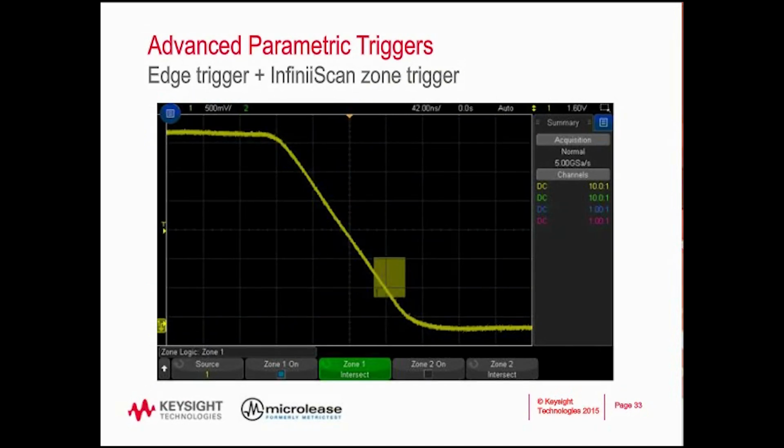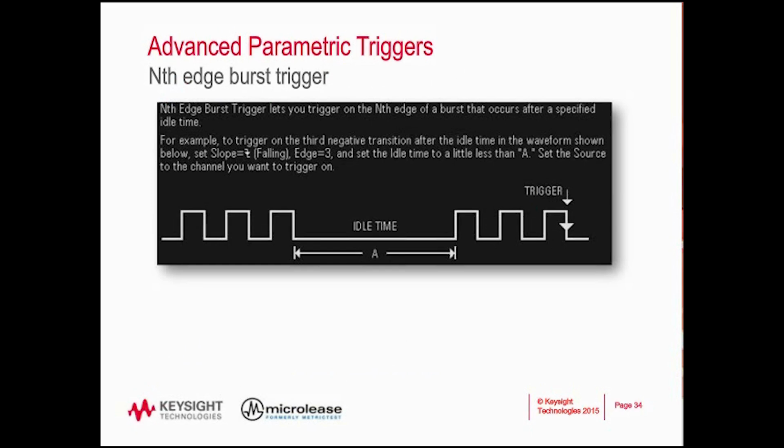Okay, so for our next advanced trigger, we're going to look at the nth edge burst trigger. What this one does is it lets you trigger on the nth edge of a burst that occurs after a specified idle time. So the signal coming through, the scope is going to be looking for a state of idle for a user-specified amount, and then it's going to count a number of edges. So it's similar to the edge then edge, but it's for use on one channel. So why would you need this?